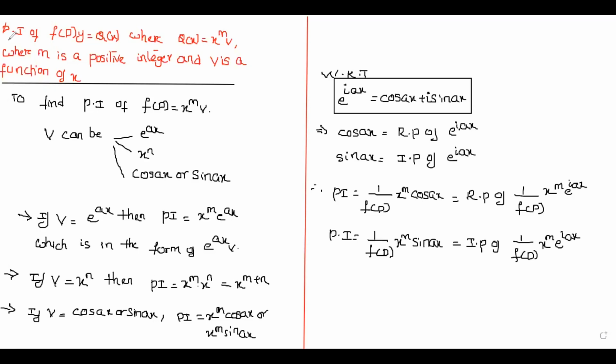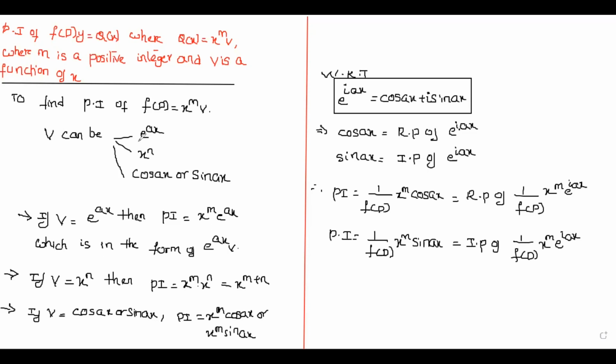So the next topic is to find the particular integral of f of D into y is equal to Q of x, where Q of x is equal to x power m into v. This is the multiplication of the functions x power m into v, where m is a positive integer and v is a function of x. So to find the particular integral of 1 by f of D into x power m into v, the function of x, v can take three forms.